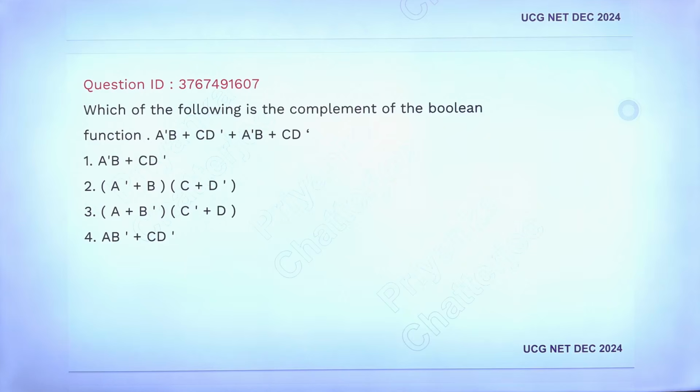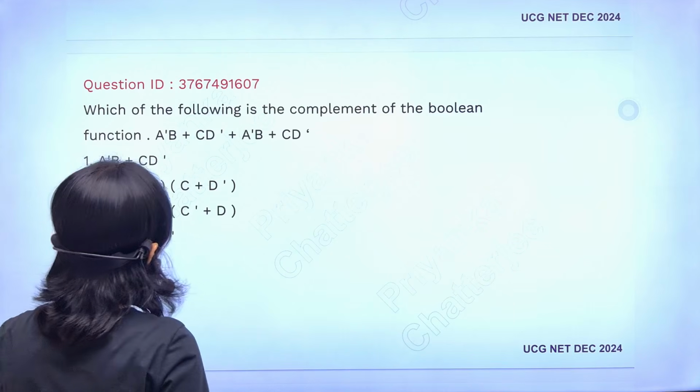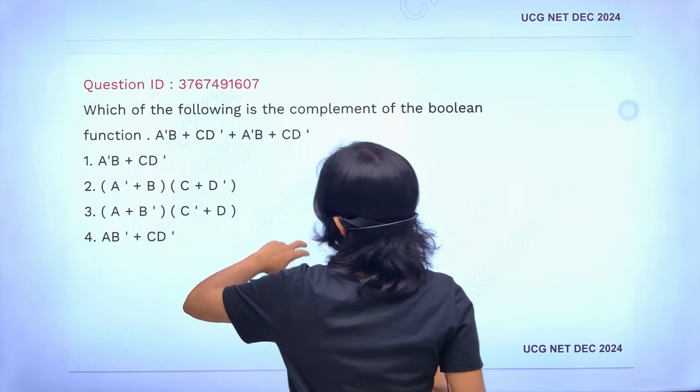Here you have to do the complement. Here the complement is required. Which of the following is the complement of this Boolean function?